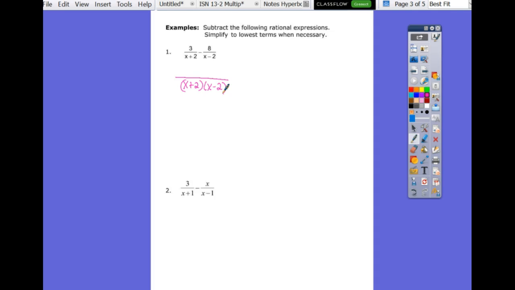What's the first step once I have the common denominator? Write the 3 down. What's underneath the 3? What has to come up and multiply? I'm going to put x minus 2. The next thing, what do I bring down? I bring down the 8, but what's between it? I'm going to have negative. What's underneath the 8? What do I have to bring up?